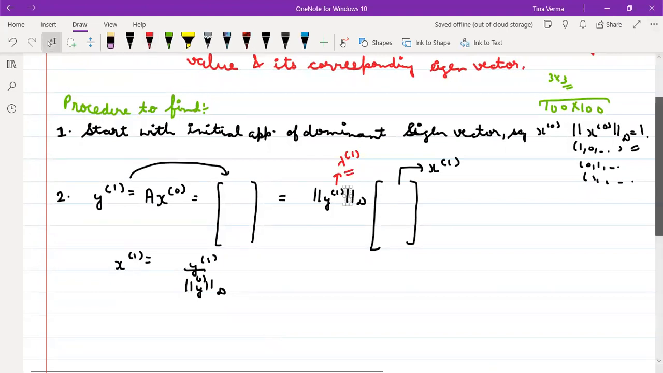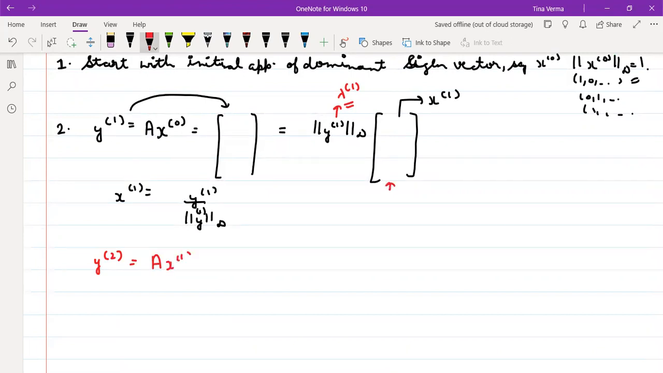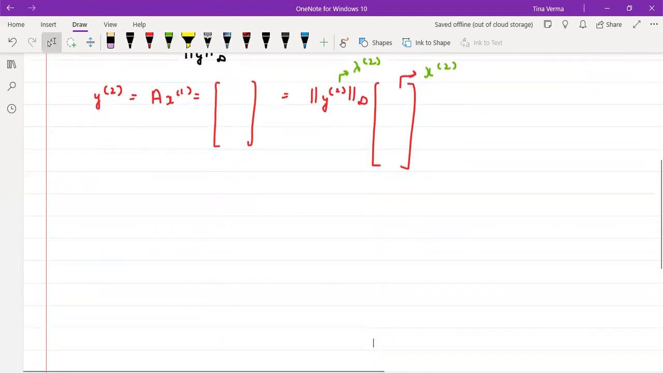So continuing in this way, in the next step, that is your second approximation, you will multiply your A matrix with this vector which you have obtained, x1. In the same way, you will get one more vector over here. So you can take out the norm and there will be the resultant vector. So this vector will be the second approximation of your eigenvector, and this is your second iteration for your eigenvalue.